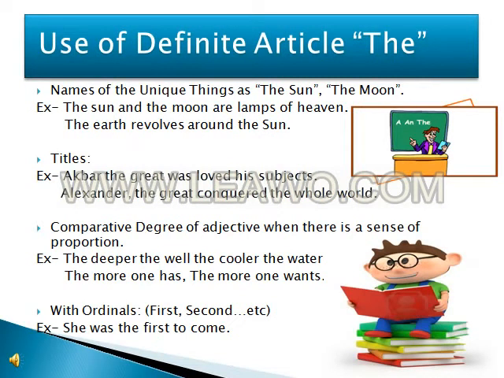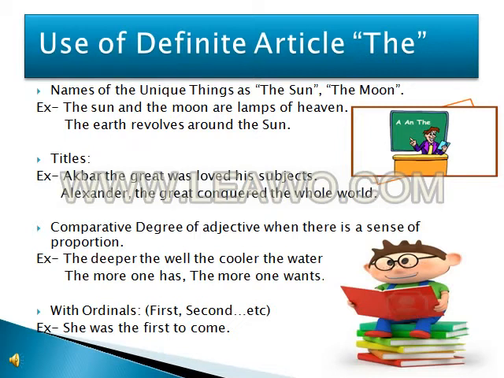We use article the before the names of unique things such as the sun, the moon. For example, the sun and the moon are lamps of heaven. The earth revolves around the sun. Okay, so we use article the before unique things. The sun, the moon, the Jupiter, the Mars. These are the unique things. Unique means the only thing available in the universe.